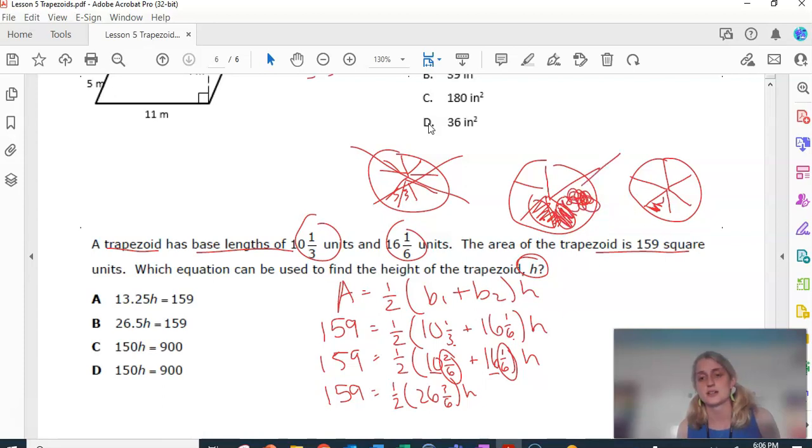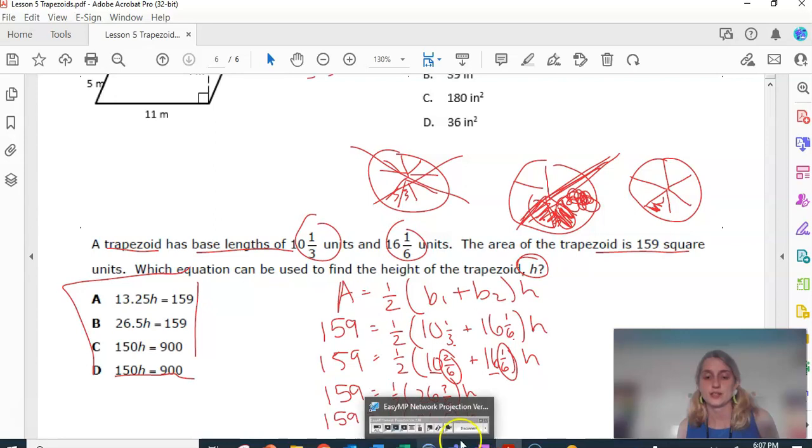3 sixths, that's my beautiful drawing, this much, which looks an awful lot like half the circle. 3 sixths is equivalent to 1/2. If I look over my answer choices though, because I don't want to do more work than I have to, I don't see fractions. I see decimals. So let's change 1/2 or 3 sixths into a decimal form. That's 159 equals 1/2 of 26.5 H. Do not pick the option that says 26.5 because you have not cut it in half yet.